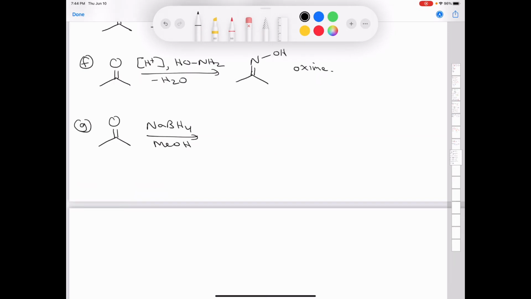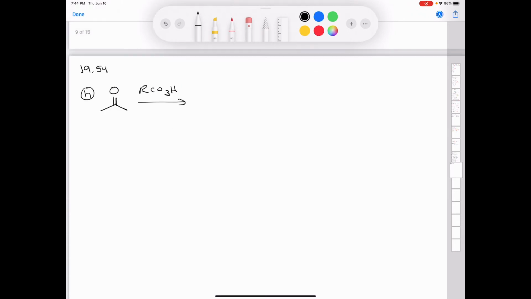In G, we're treating it with sodium borohydride in methanol. And for that, we're just going to straight up reduce it from the ketone to the secondary alcohol. So we produce isopropanol. In H, we're treating it with a peroxy acid. So we're going to do a Baeyer-Villiger reaction. So this is a name reaction. It's the Baeyer-Villiger reaction. And we end up with an ester.